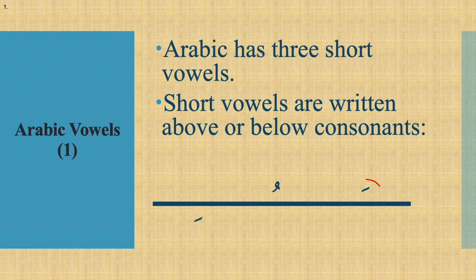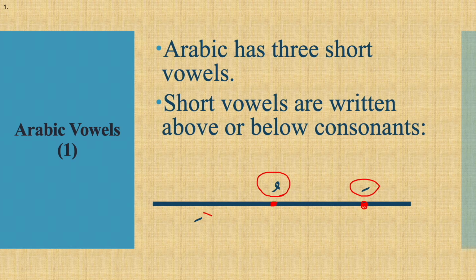If you write this symbol here above a consonant, let's say you have a consonant here, and you write this symbol on top of it, you have added a vowel, a short a, after that consonant. If you write this symbol here above a consonant, you've added a short vowel u above that consonant.